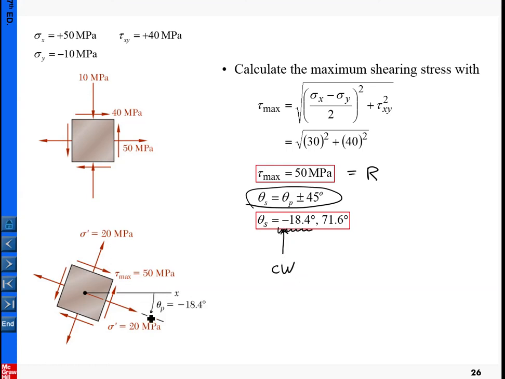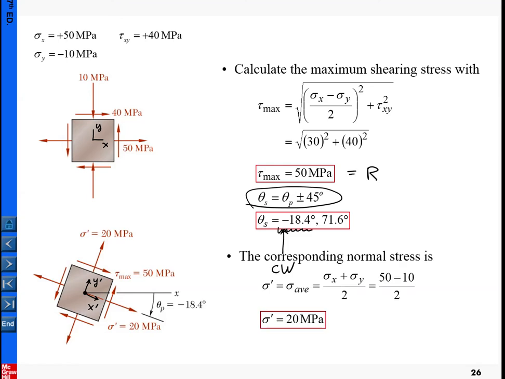So when you draw it clockwise, this is the x prime direction, this is the y prime direction, and that transforms from our originally defined xy. That's a kind of graphical representation. Do it uniquely and correctly. And again, the normal stress is equal to the average, so we simply plug in the equation here.